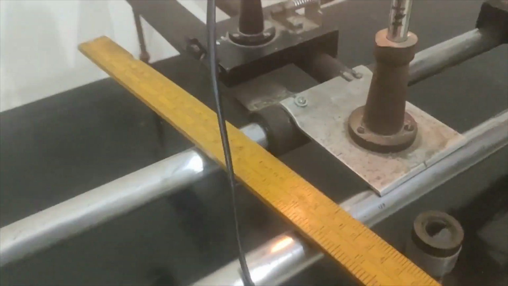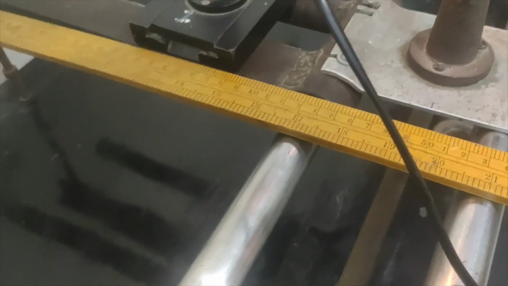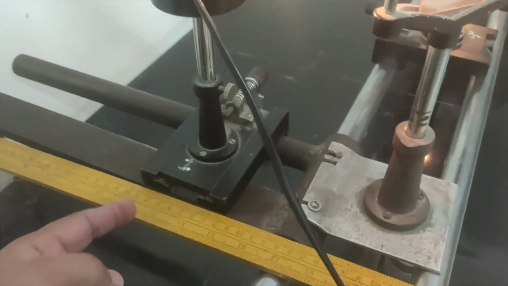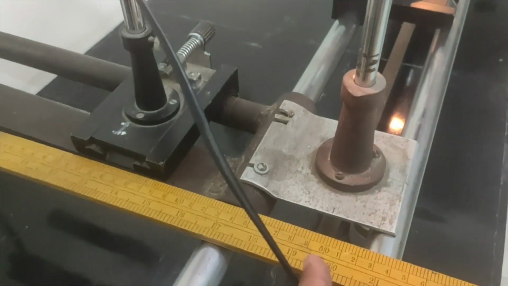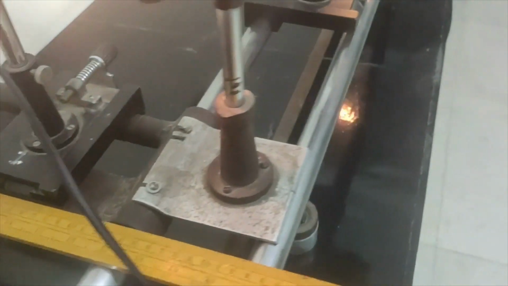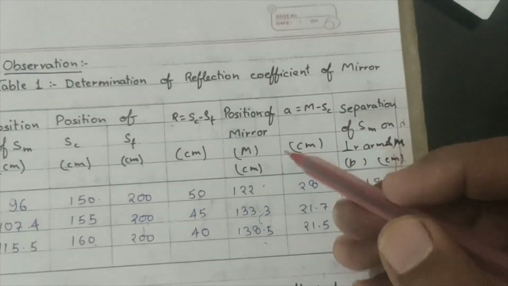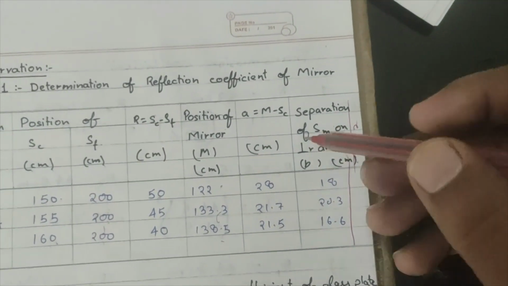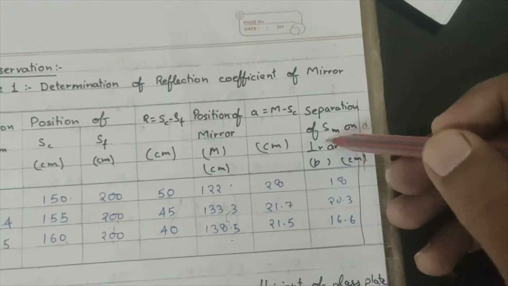So you take a scale and try to find the distance between this movable source and this mirror. This particular distance I have to note down. Okay, so this is part of the calculation. What you get is the position of the mirror and the separation between the SM and the mirror, which are placed perpendicular to each other.